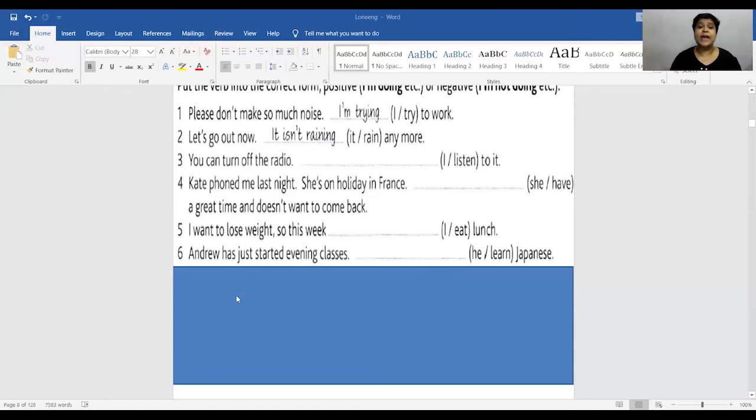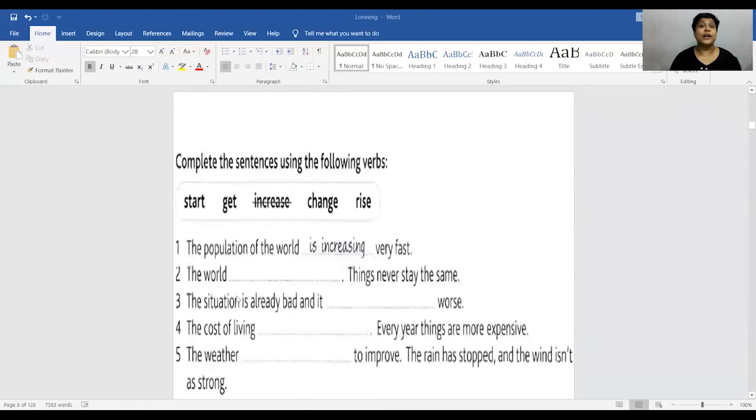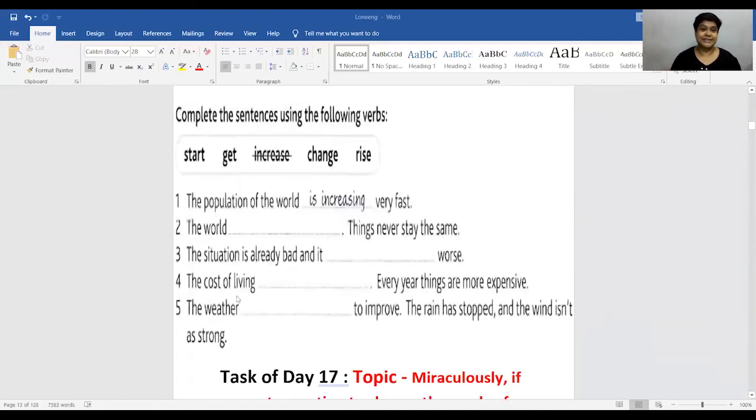The sixth one: Andrew has just started evening classes, dash, he learned Japanese. Now, I want you to do this last one for me. Again, post the answer, just the answer. Put exercise 2, serial number 6, and give me the answer on Facebook. So we will correct it for you. All right, let's go on to the next exercise.